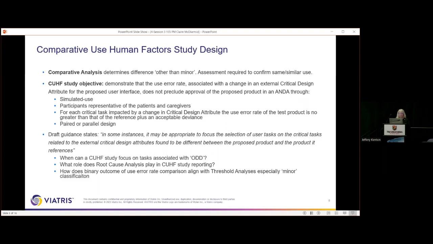So when you submit a comparative analysis with a bunch of minor difference classifications and one other design difference that you then go on to assess in comparative use, what happens to the data on the minor design differences, if indeed you have to test those out? And are we putting products with one or two other design differences, are we setting those up to a higher bar than products with only minor design classifications?